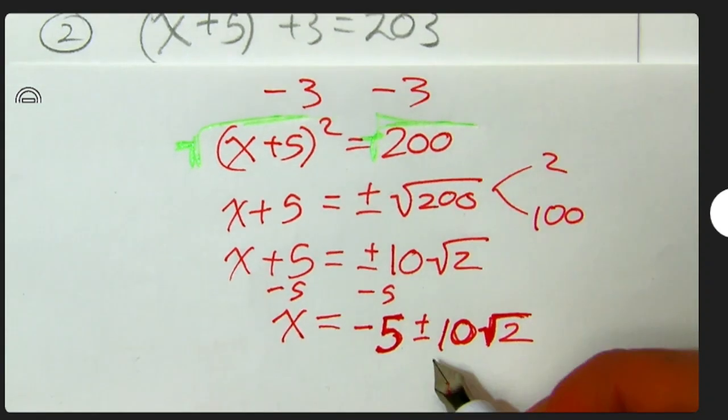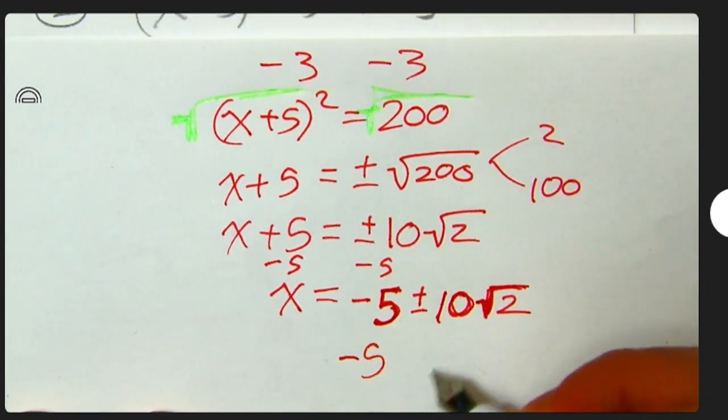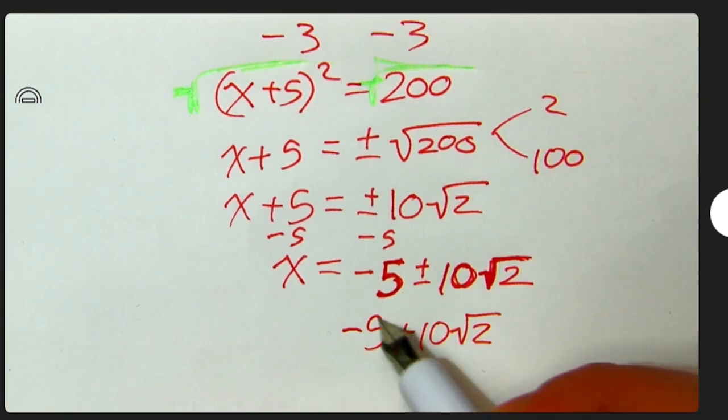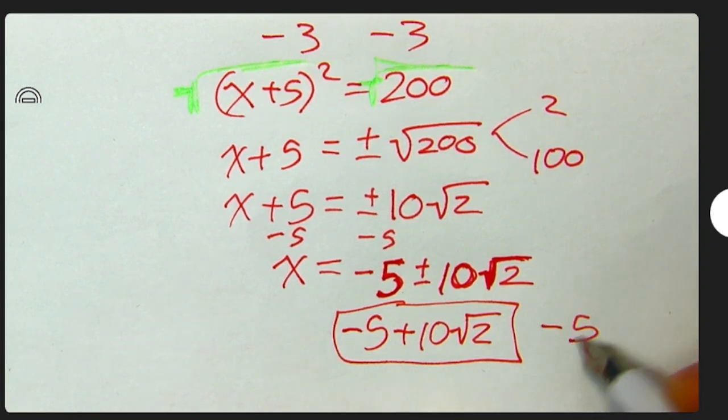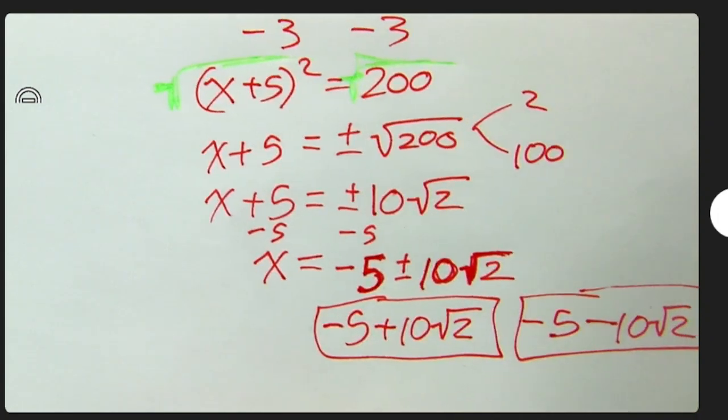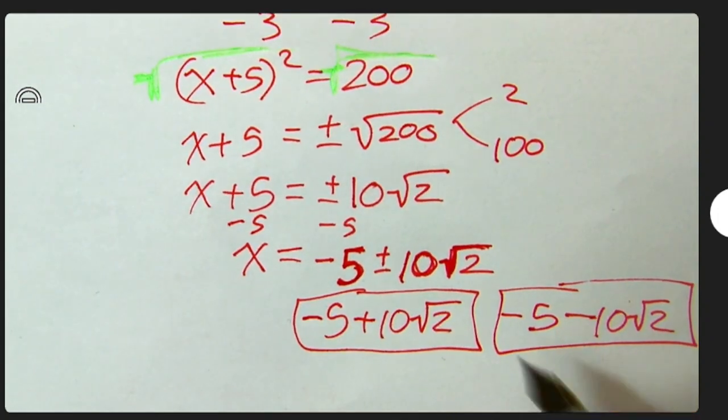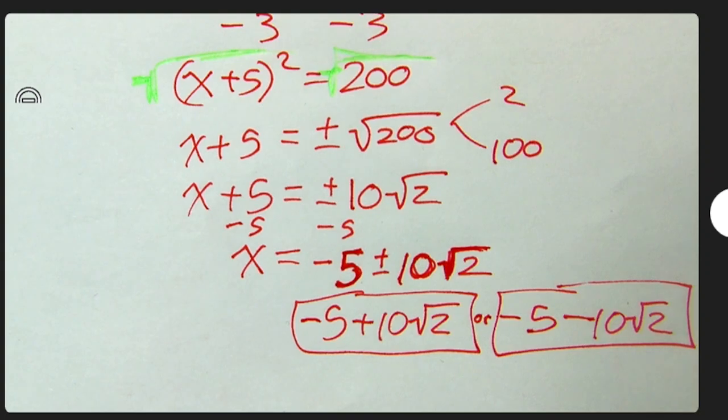This represents two numbers. One of the numbers is negative 5 plus 10 root 2. That is one. This is one number. This is how you express one special number. And then negative 5 minus 10 times the square root of 2. Here's the other answer. Some people put an "or" between them. Some people say "and" or "or", it doesn't matter. Both are answers.